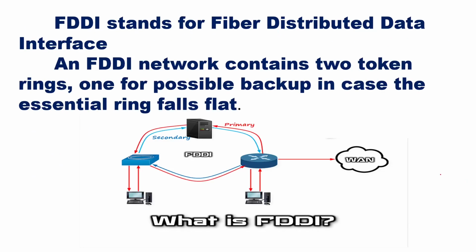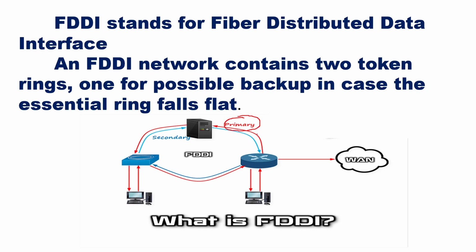Here you can see FDDI stands for Fiber Distributed Data Interface. The FDDI network contains two token rings, one for possible backup in case the main ring falls flat. If there is any problem in the main ring, then the backup ring will come into picture. Here you can see the FDDI network is shown, and the red line is called the primary.